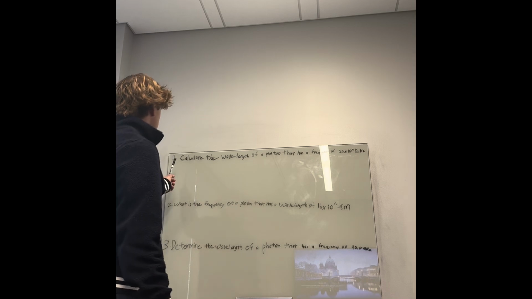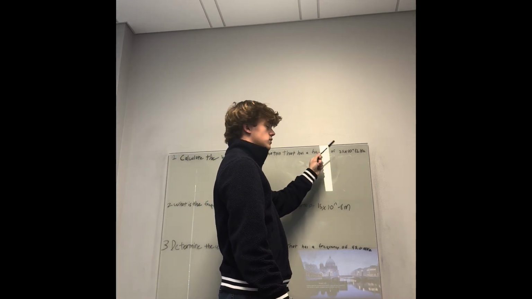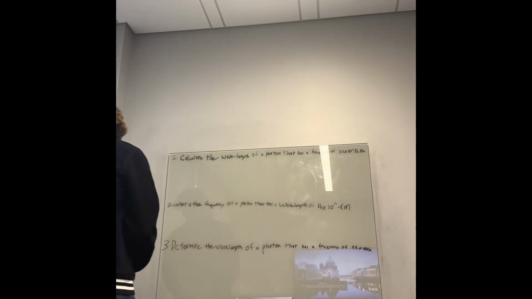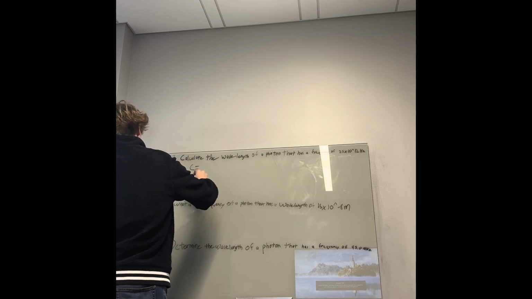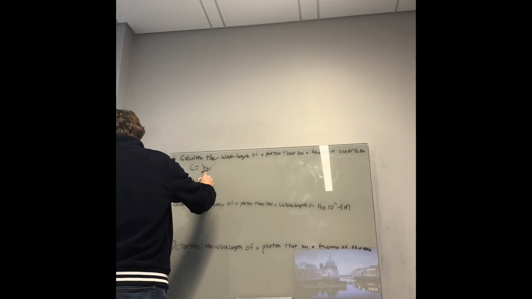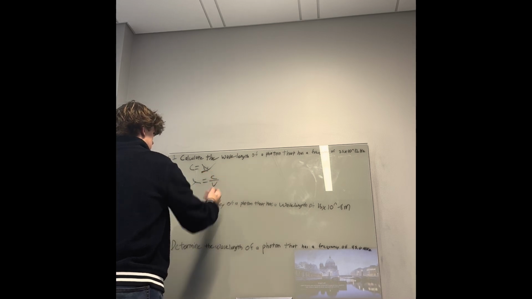Let's do some problems. So first problem. Calculate the wavelength of a photon that has a frequency of 2.5 times 10 to the power of 12. So the first thing we do is C is equal to wavelength times frequency, and you're trying to find this, right? So this is equal to C over V, which is speed of light over frequency.